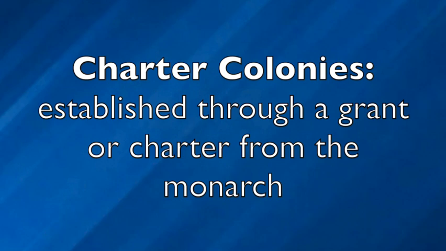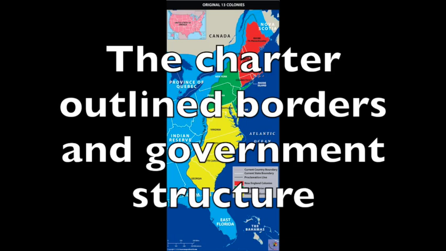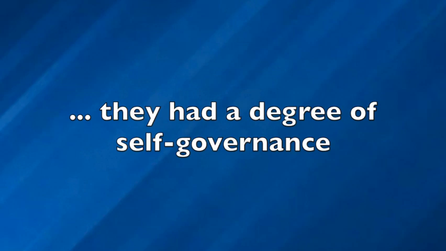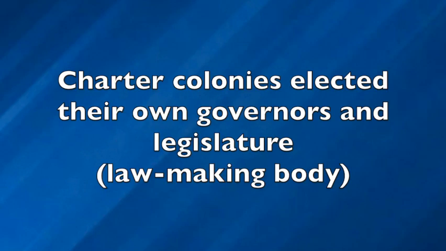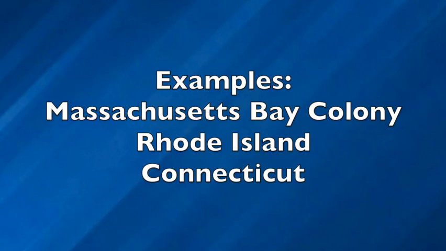The first type of British colony, and these are in no particular order, was the charter colony. These colonies were established through a grant or charter given by the English monarch to a company or group of settlers. The charter outlined the colony's geographic boundaries and specified the governing structure. They had a considerable degree of self-governance. The colonists elected their own governors and legislatures, or lawmaking body, and they had significant autonomy from the crown. Examples of charter colonies were the Massachusetts Bay Colony, Rhode Island, and Connecticut.